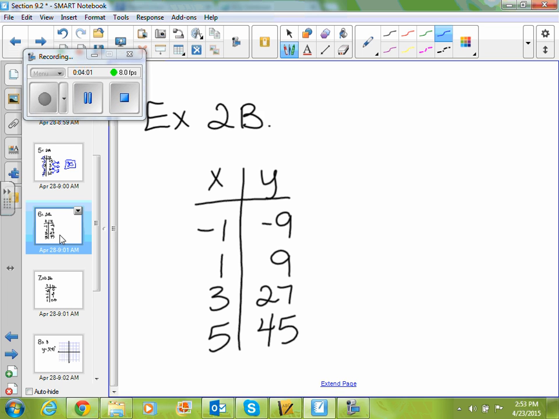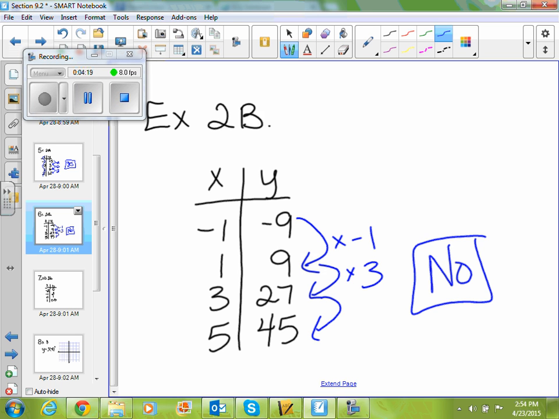Alright. If I look at example 2b, what do I need to multiply by to get from negative 9 to positive 9? Times negative 1. What do I have to do to get from 9 to 27? And from 27 to 45? Because these are not the same, you don't even have to worry about the last one. It's not exponential. Your numbers all have to be the same.